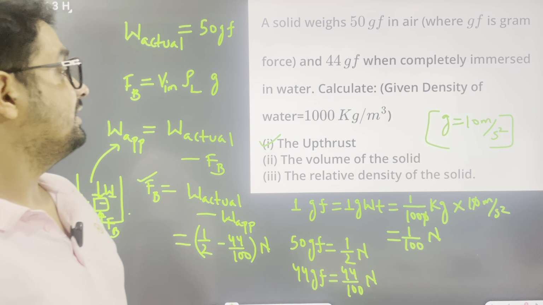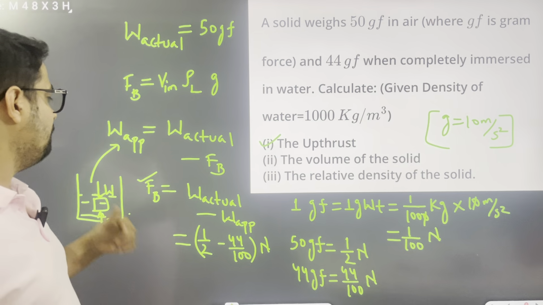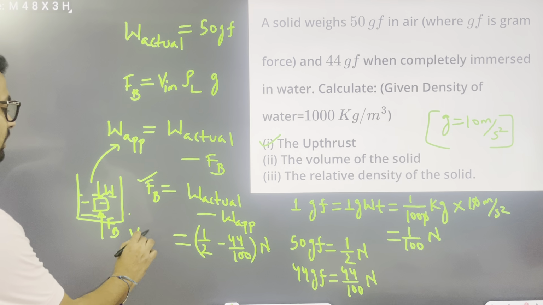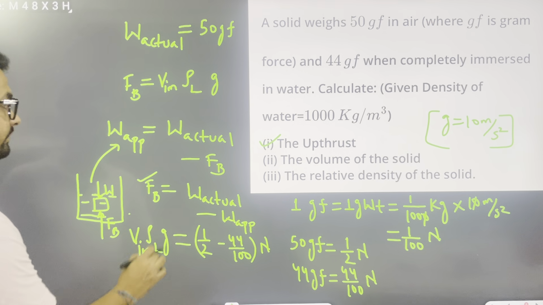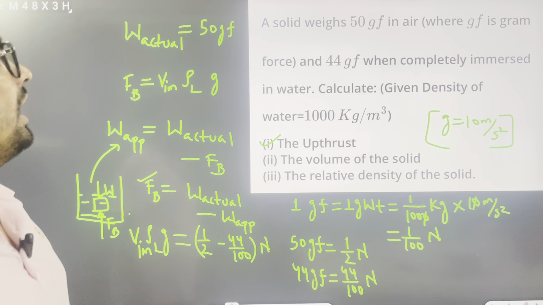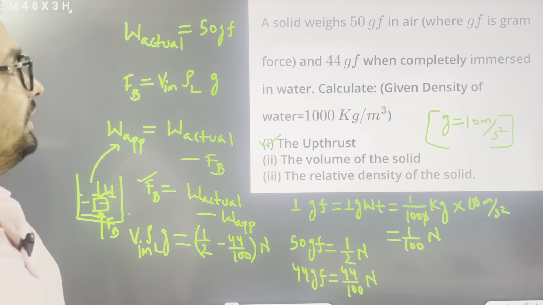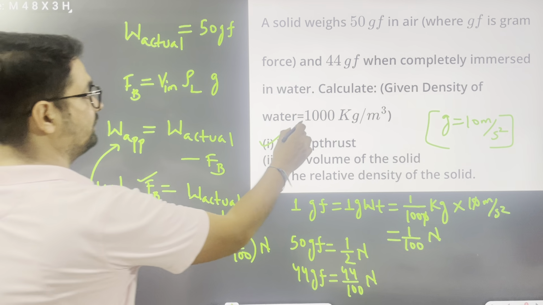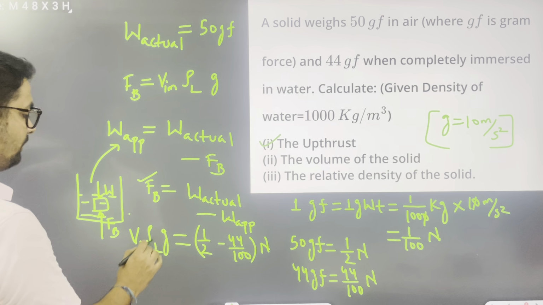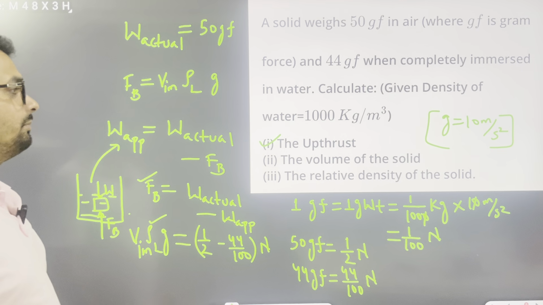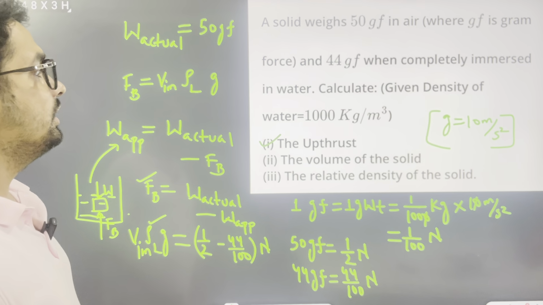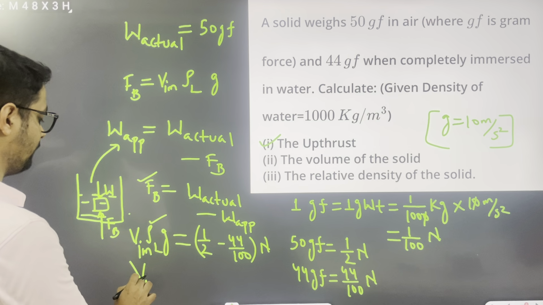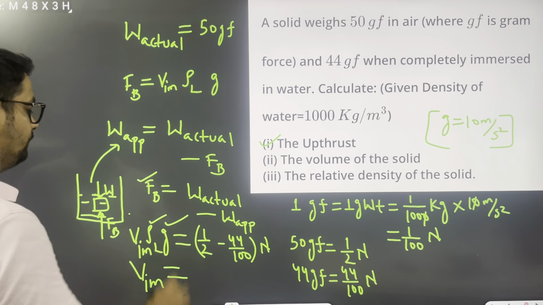Now what is the volume of the solid? See here, FB is V immersed into the density of the liquid into g. And here we are using water as the liquid, so the density of the liquid is already given: 1000 kg per meter cube. g, I already took, is 10 meter per second square. So what is V immersed? We can find it from here, because we know these two values.